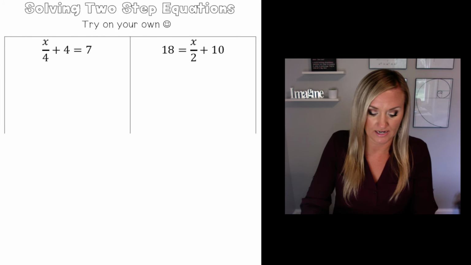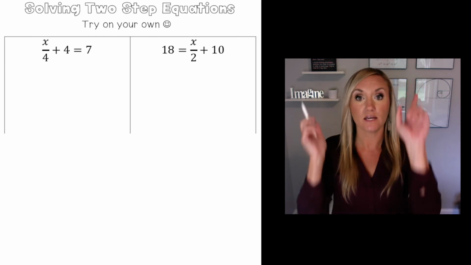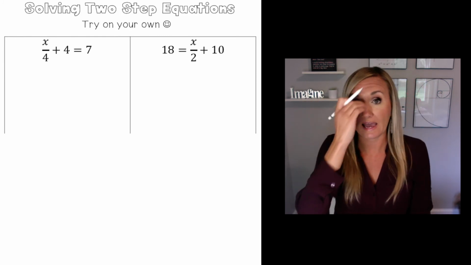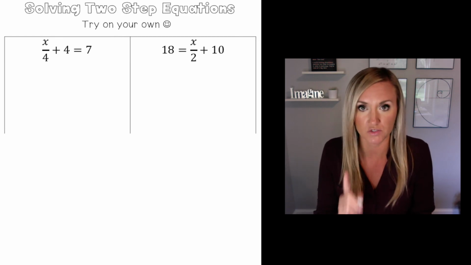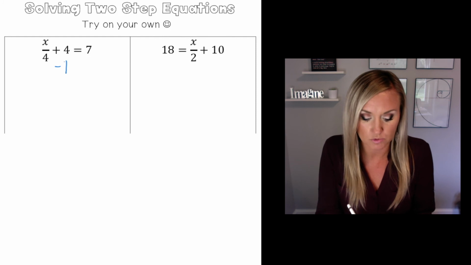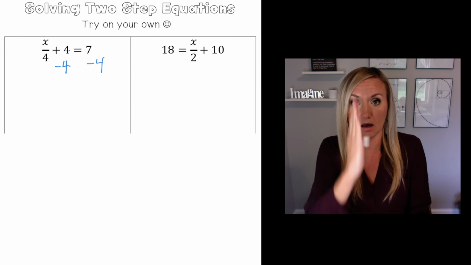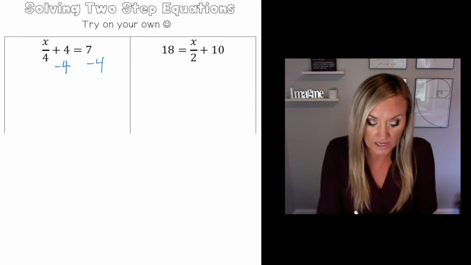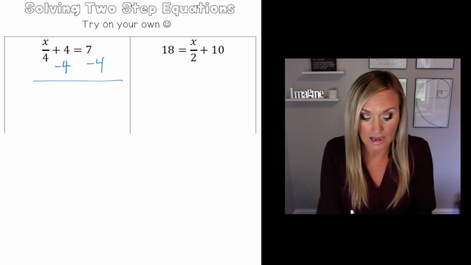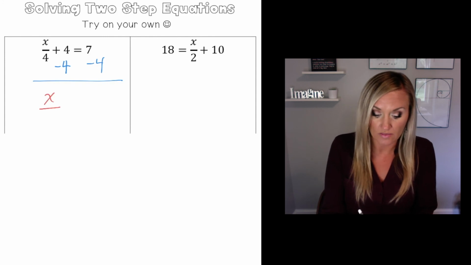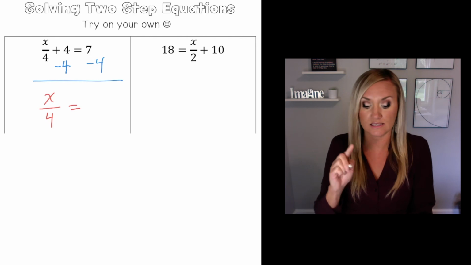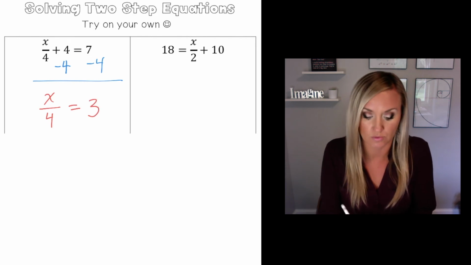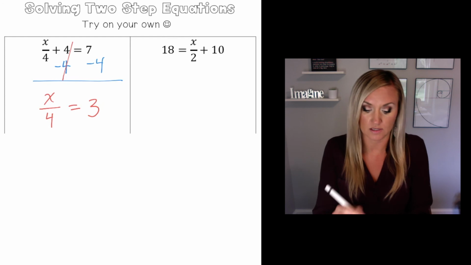All right, guys, you ready? Okay, let's see how you did. So the first example, I have that fraction, but there is another number on the outside of that fraction, which is a +4. So then I'm going to subtract that 4 from each side of the equal sign. When I do that, I am now left with x over 4 equals 7 minus 4, which is 3, because those cancel.